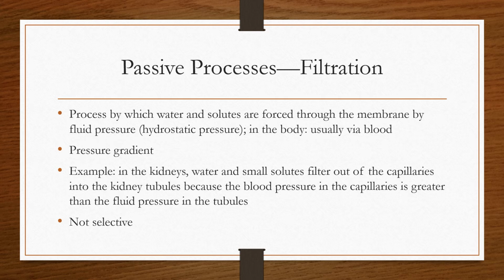Another passive process is filtration. This is the process by which water and solutes are forced through the membrane by fluid pressure, which is also known as hydrostatic pressure. It moves down the pressure gradient. In the kidneys, water and small solutes filter out of the capillaries into the kidney tubules because the blood pressure in the capillaries is greater than the fluid pressure in the tubules. It is not selective. Now let's talk about some active processes of transport.